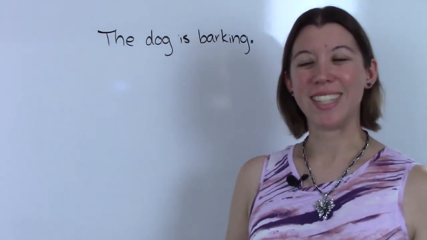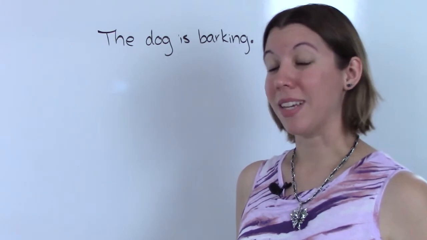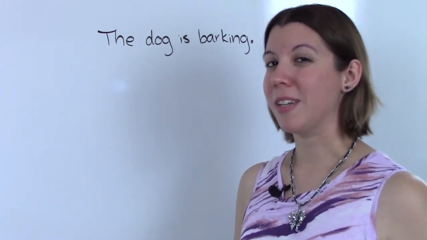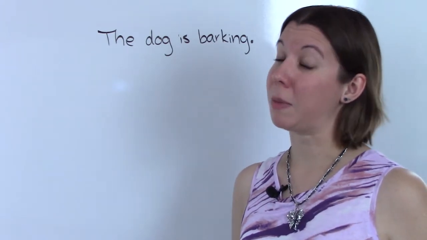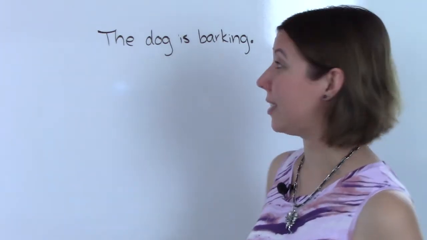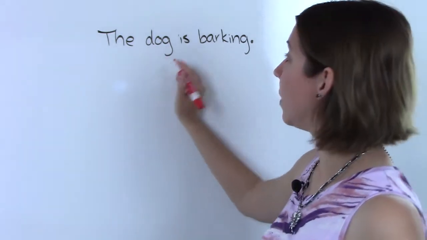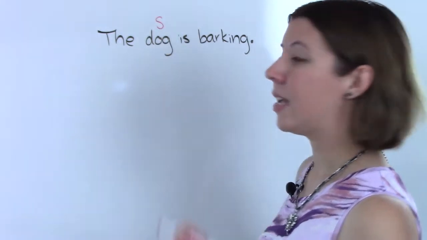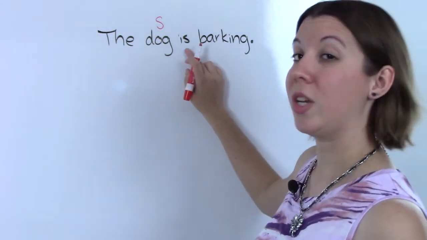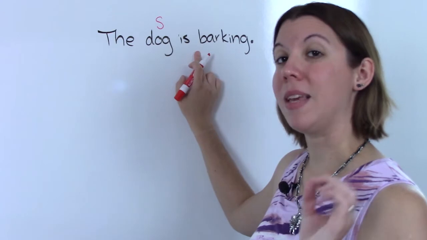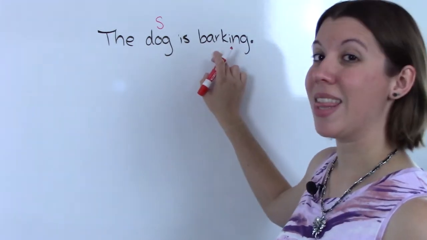Here's our first sentence. The dog is barking. The first thing that I do is I find my subject and my verb. I'm going to label those with an S and a V. That helps me keep my thoughts straight, especially as we get into longer and harder sentences. Dog is my subject. That's who or what is doing something. My verb is barking. Remember, we talked in the last video about keeping the helping verbs, keeping the auxiliary verbs with the main action verb.